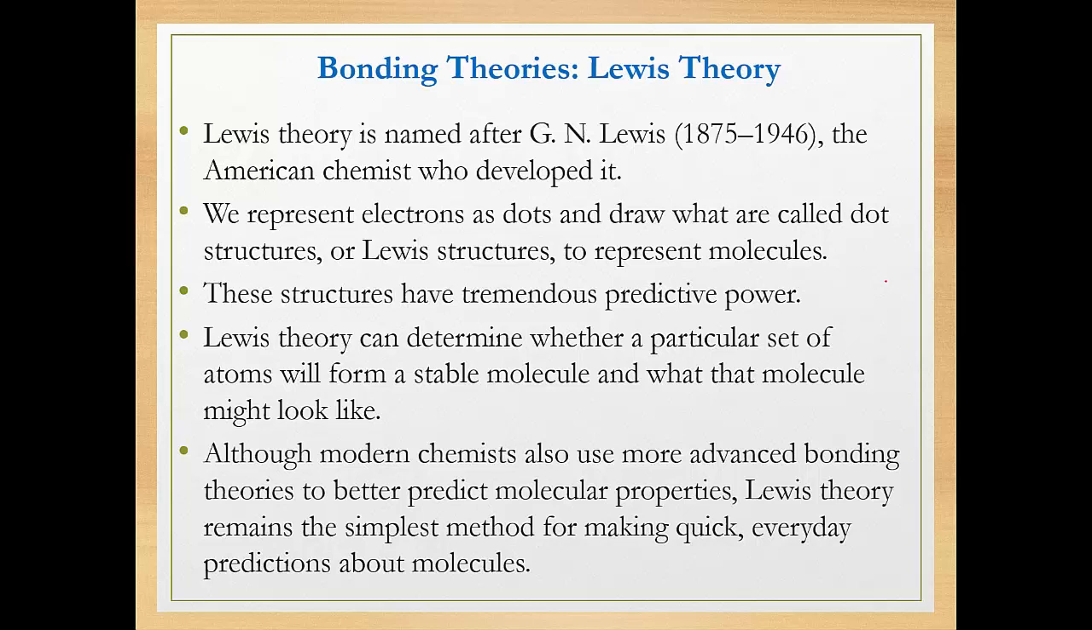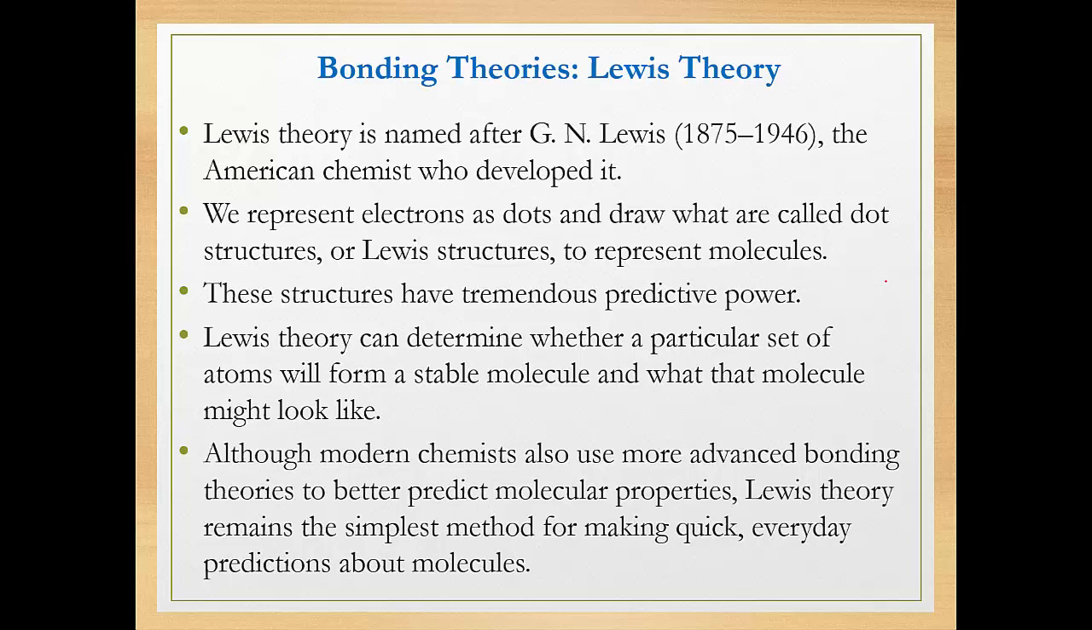These structures can be used to make predictions, and there's a lot of power in those predictions. Lewis theory can determine whether a particular set of atoms will form a stable molecule or whether they'll be unstable. And if it's a stable molecule, what is that molecule going to look like? How might it interact with another molecule?